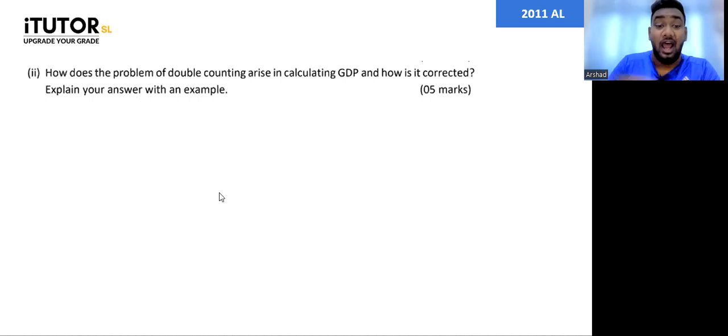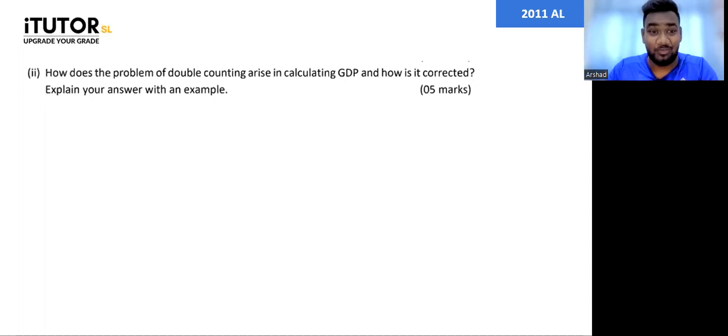Question 2. How does the problem of double counting arise in calculating GDP? And how is it corrected? Explain your answer with an example. So what is this double counting error? Double counting error is where you include something called intermediate goods also when calculating GDP.